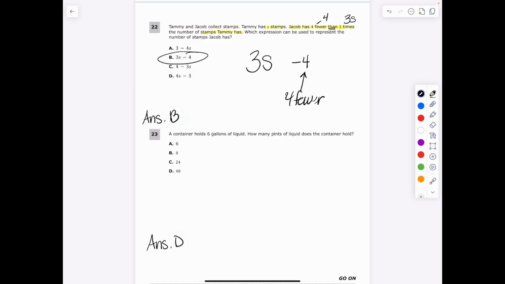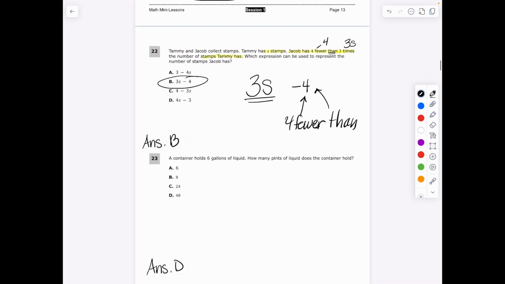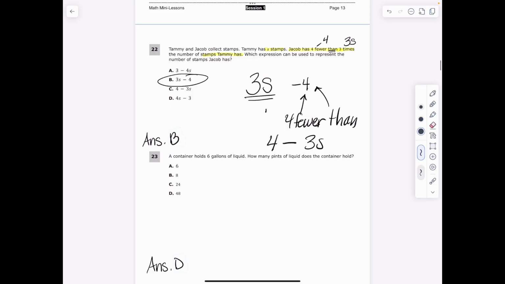4 fewer than, that means the -4 comes after the other term. If they just said 4 less 3s, then I would do 4 minus 3s. I would use that term. Okay? All right, jot that one down into your notes. And let me actually make sure people can see that this means 4 less 3s.